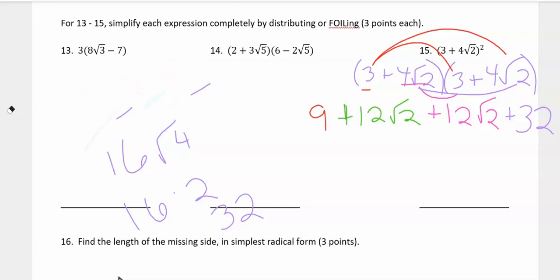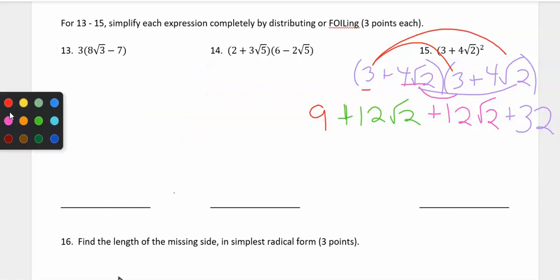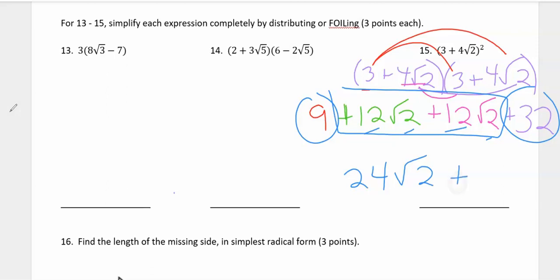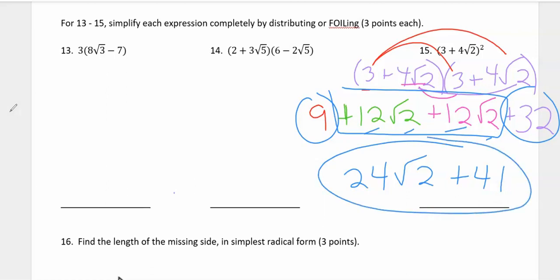And then I step back and I say, okay, what can I put together here? You want to make it as simplified as possible and combine stuff. So let's do blue. In the middle, just like on the last question, I could combine the middle stuff. Those are both square root 2s. Those are like terms. So I can combine those and tell you that there's 12 plus 12, 24 square root 2s. 9 and 32, those are just plain numbers. I can add those together. 9 plus 32 is 41. I cannot combine 24 square root 2 and 41, so I leave it like that. That is my best, most simplified answer.